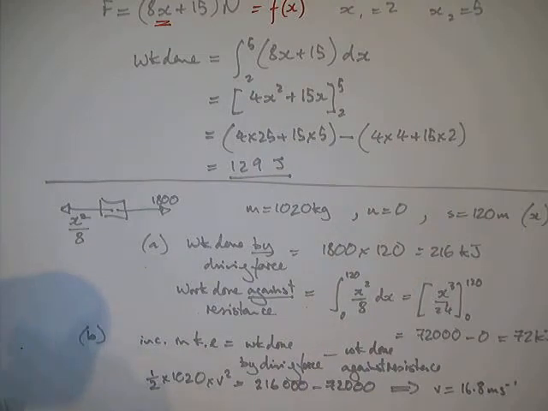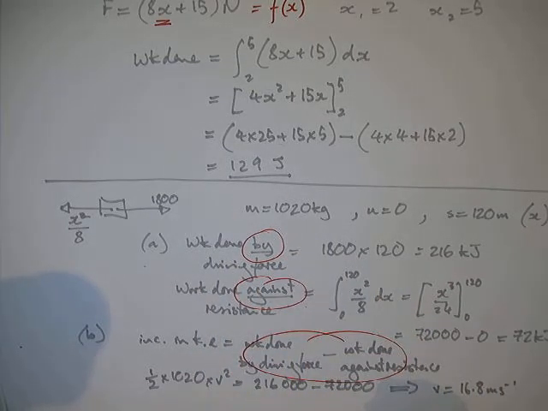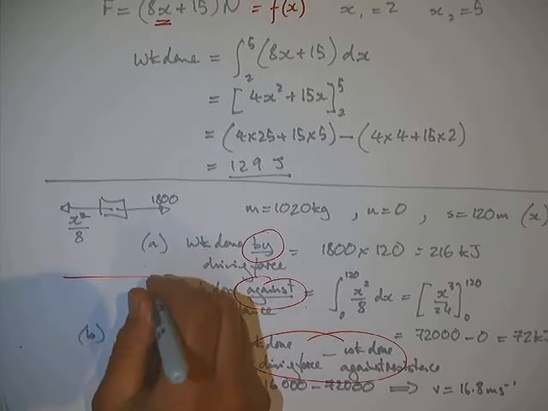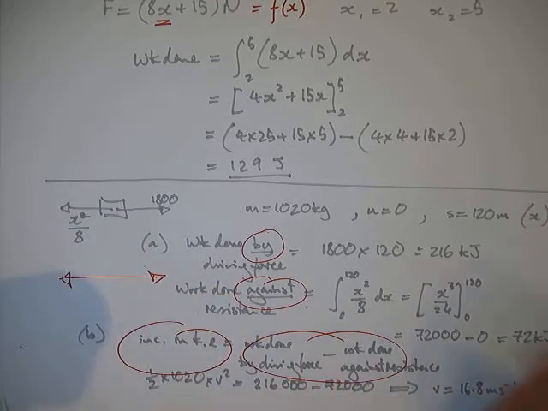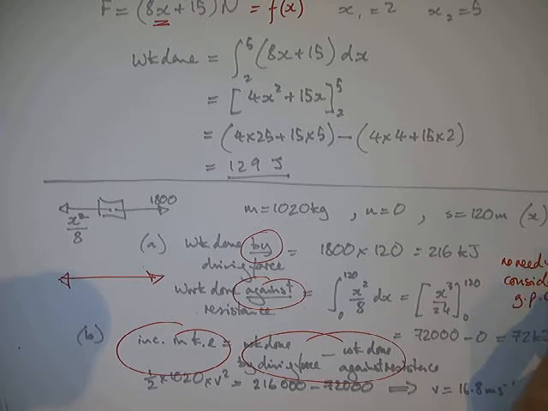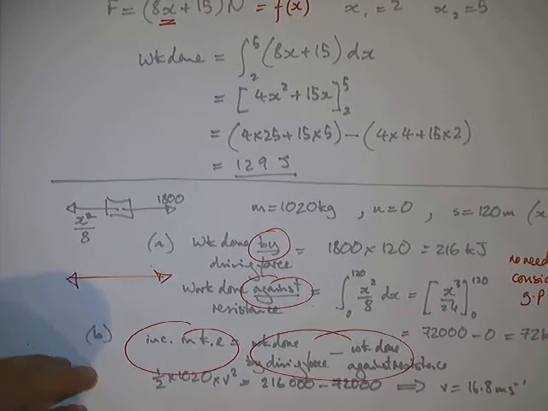So what have we got there? Work done by a force, work done against the force. The difference in them will be the total change in the energy. Notice that somewhere it told us it was a horizontal surface, so no need to consider GPE. Right, let's have a look at 5.3.